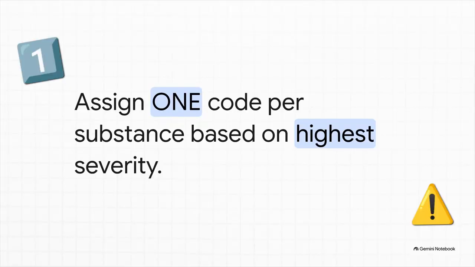So, what does this all mean for you? It means you have to follow this incredibly strict, mandatory rule. You must assign only one code per substance. That's it. If a provider documents that a patient has both alcohol abuse and alcohol dependence, you definitely do not code both. You follow that pyramid we just talked about, and you default straight to the highest documented severity. So in that case, dependence. It's a strict, single-code rule that keeps our medical records perfectly precise and completely avoids redundancy.